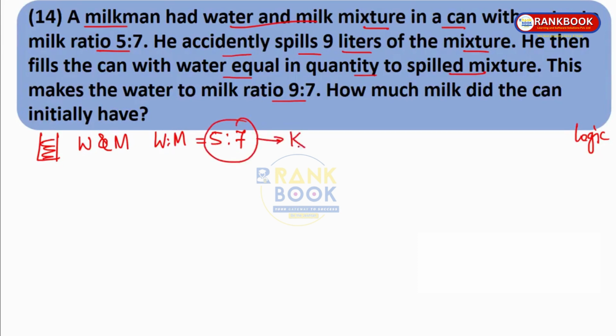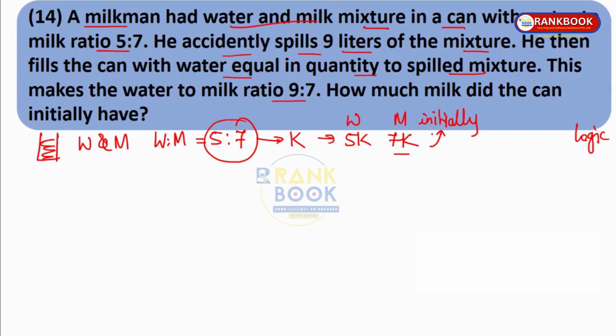Let us assume the common factor to be k. Actual quantities would be 5k and 7k. This is the amount of water, this is the amount of milk initially. So if we find the value of k, we can simply multiply it by 7 and we can get the amount of milk which the can had initially, right?